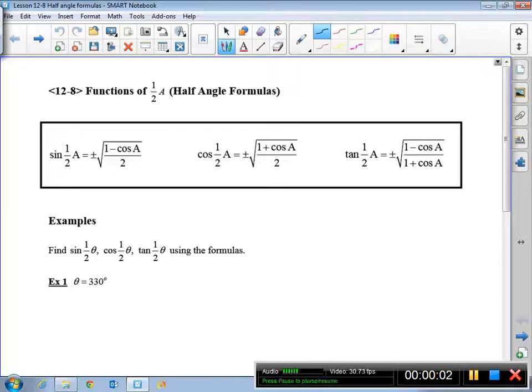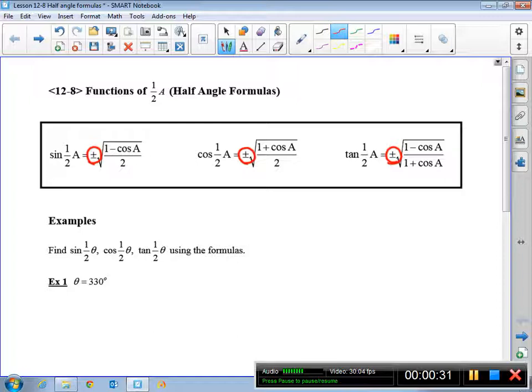Today we're doing the half angle formulas. So if you look on your formula sheet that you were given, the yellow formula sheet, it says functions of the half angle. So you can see from these, of course you're going to write the formula down each time, but these have one little extra thing at the end that we need to consider.